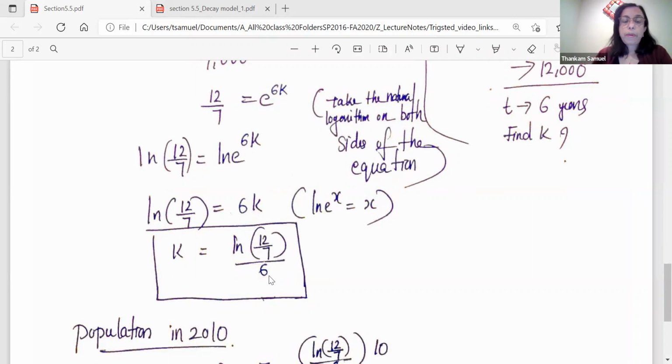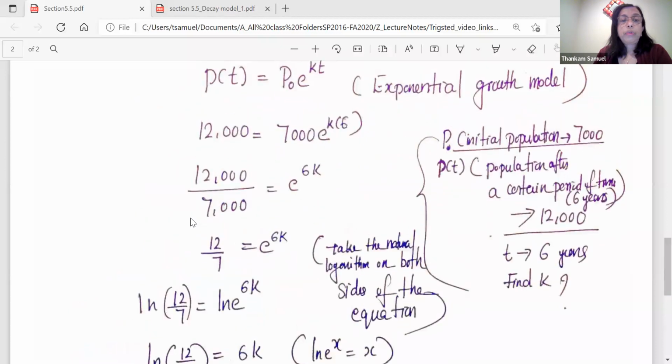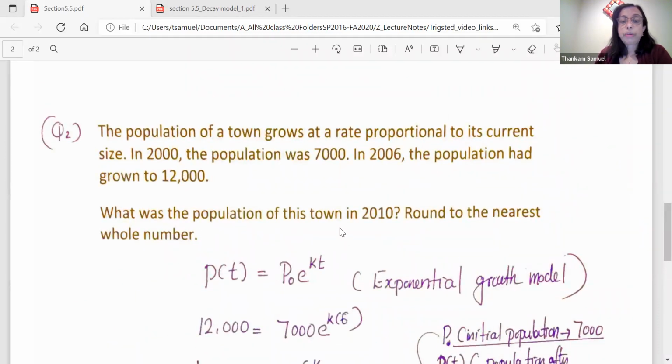For these types of problems, I would suggest you round only for the final value. So please do not round until the final answer. You can keep the value of k like this. Then, we got the growth rate, so what we need to find out is the population of this town in 2010. The beginning year is 2000, so after 10 years, we need to find the population.